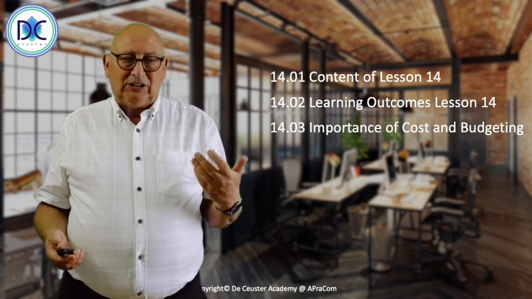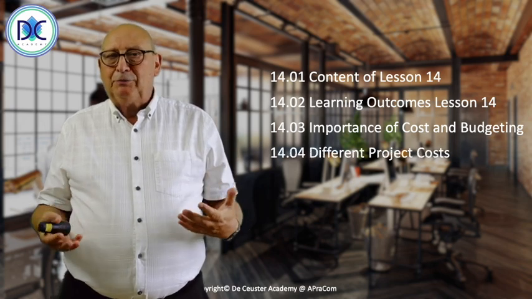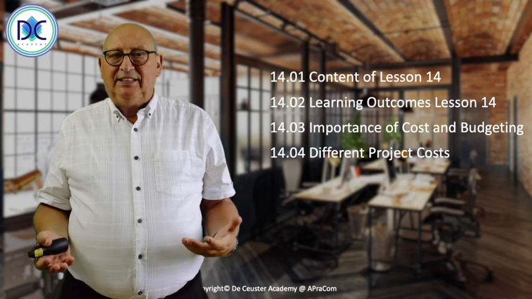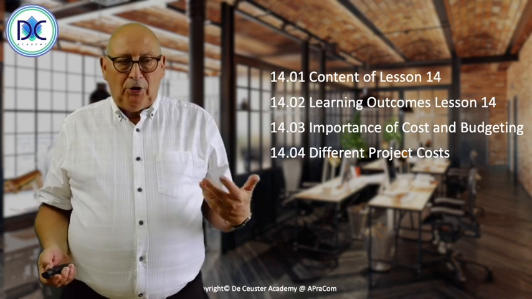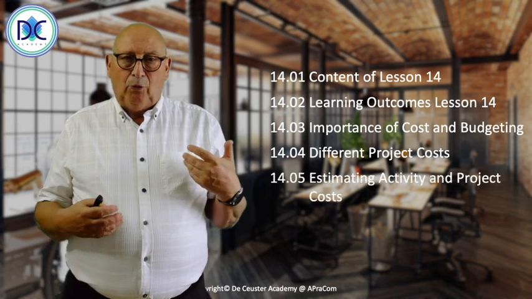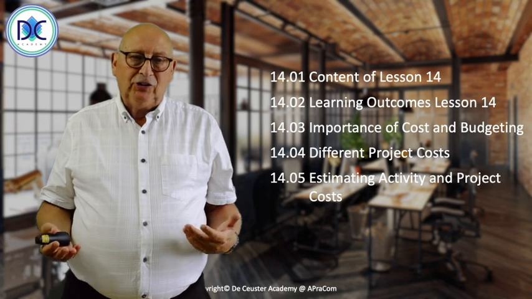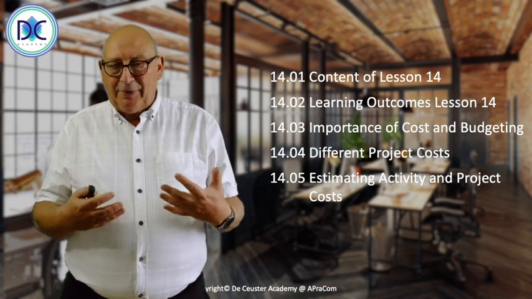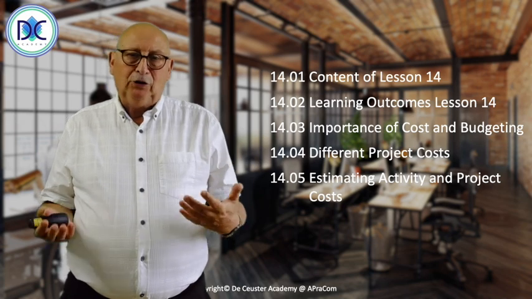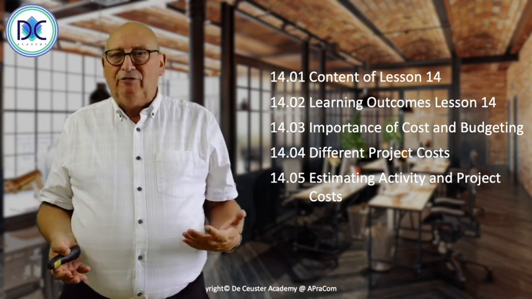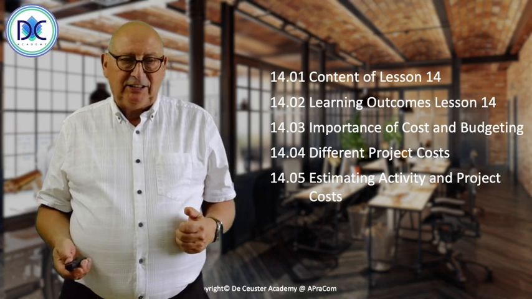The next thing is about identifying different project costs. What types of costs can we identify when we're talking about a project? We also will look at the ways we will estimate the activity costs and the project costs. So from activities, we can go to the project cost. We also have other ways to evaluate or to determine the cost of a project or of activities.